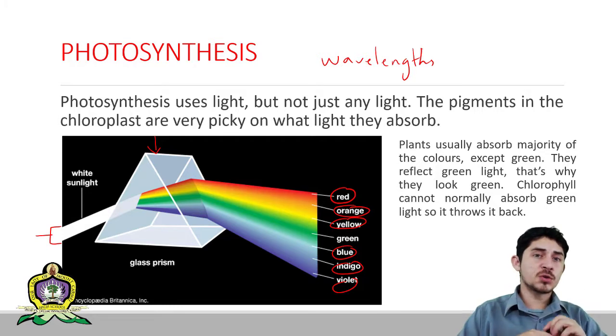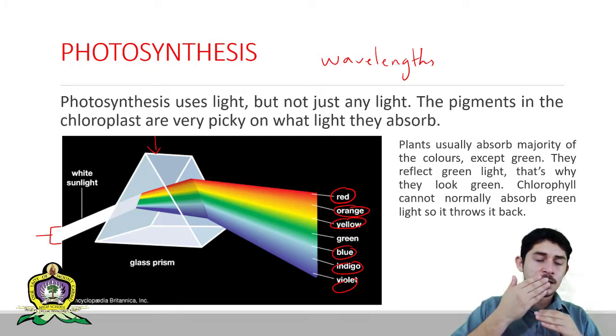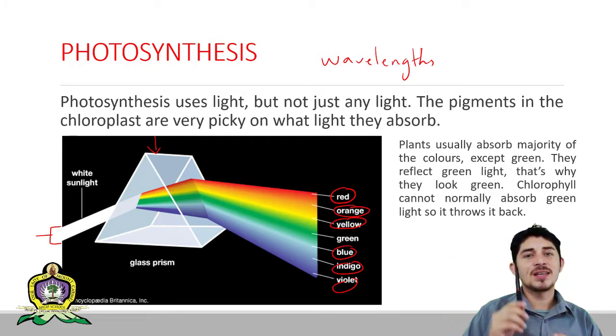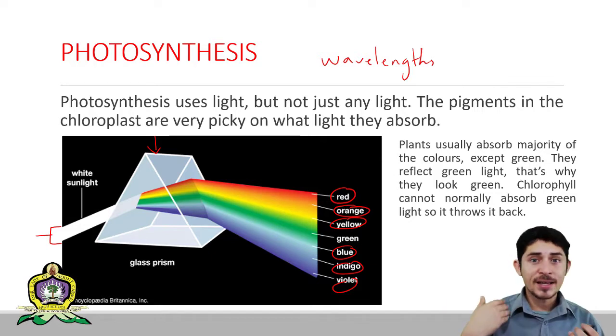And which color gets reflected? Reflected means that it gets bounced back, and it is green. And that's why plants appear green, because they reflect green wavelengths, which essentially makes the plant look green. They're bouncing the green, they can't absorb the green. Anything that it absorbs, it does not bounce back. That's what I need you to remember.